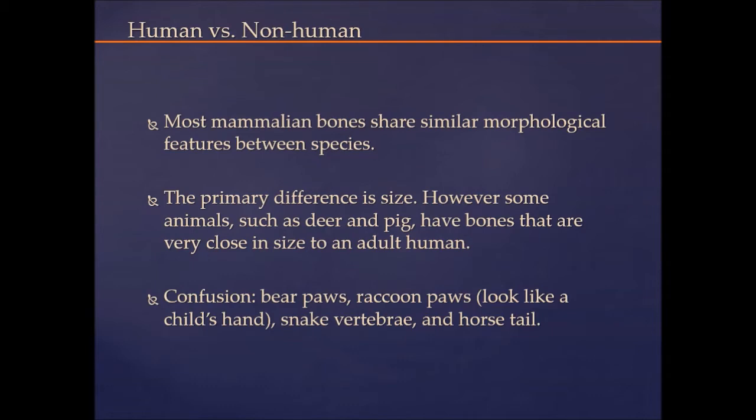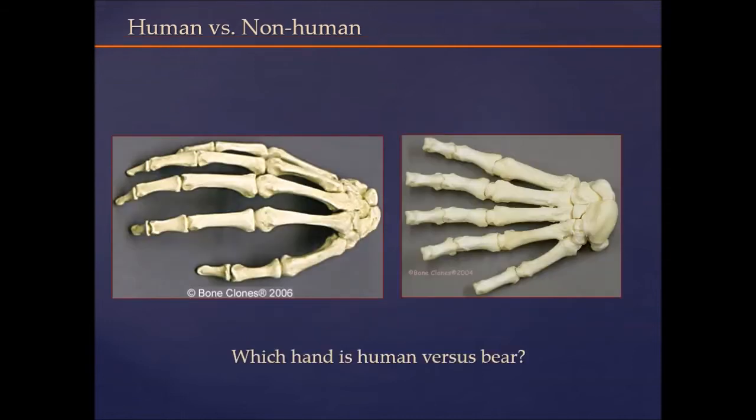And we talked about that on the first one. I'll show you some examples. Snake vertebra and horsetail can often look like finger bones of humans. Here are those two comparative samples. Which one's human? Which one is a bear? If you guessed the one on the left is human and the one on the right is bear, congratulations, you're correct.